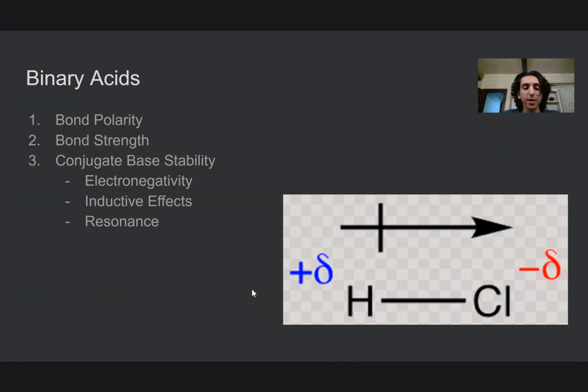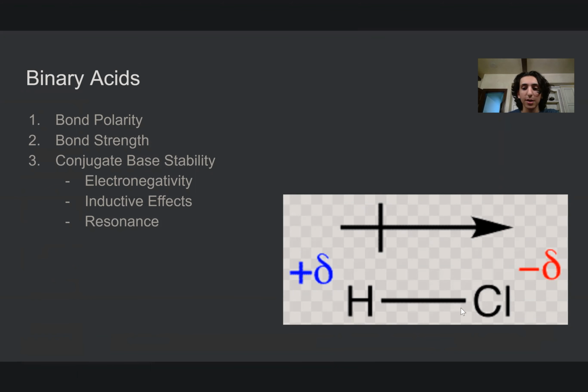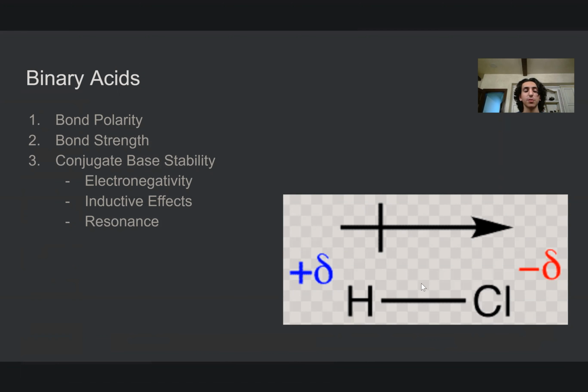So for binary acids, bond polarity and bond strength are the two most important factors, and then also conjugate base stability. So bond polarity is important because a bond has to be polar in order to release the H atom upon ionization. And as you can see in this picture here, we can see the different dipoles. We can see the inductive effect taking place right here. And because Cl is more electronegative than H, the electron density is more towards the Cl, and so because there's a high polarity in this bond, it's a very strong acid, and we know HCl is one of the seven strong acids, and this is how we prove it. And so that's how the bond polarity shows.